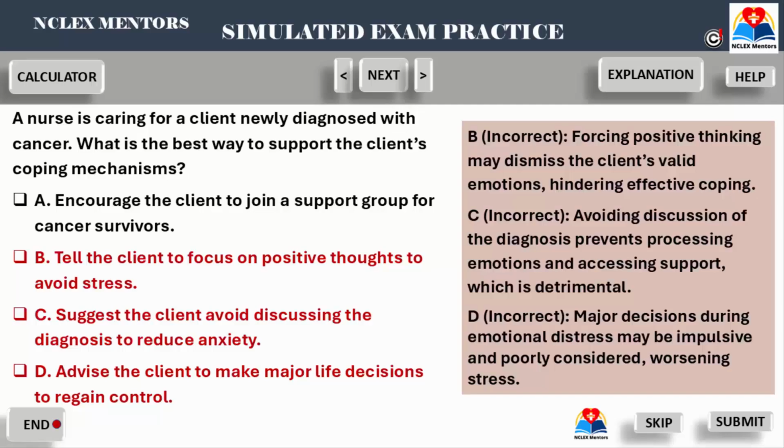NCLEX Insight. When in doubt, support systems are your go-to. If the question mentions coping, think, what helps the client feel seen, heard, and not alone? So yes, in this question, the best answer is encourage the client to join a support group. Because healing isn't just physical, it's emotional too.